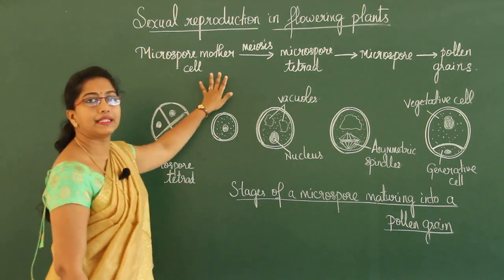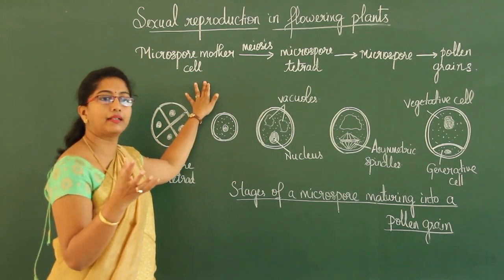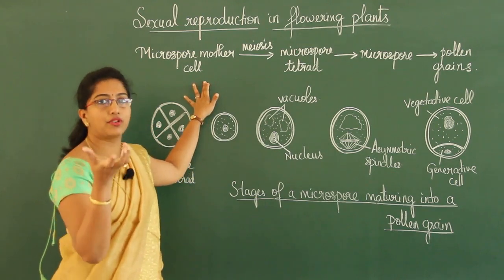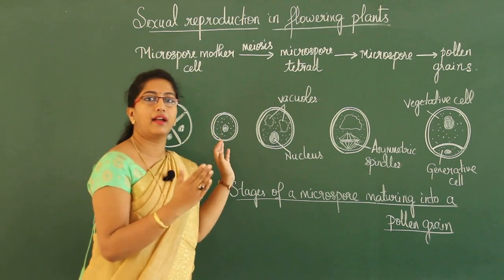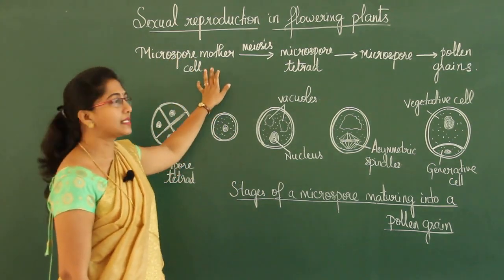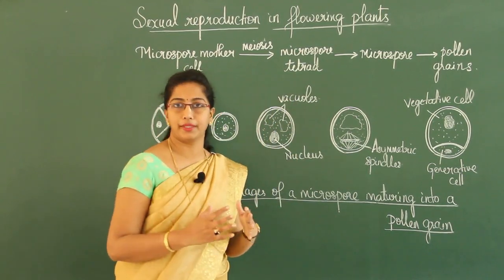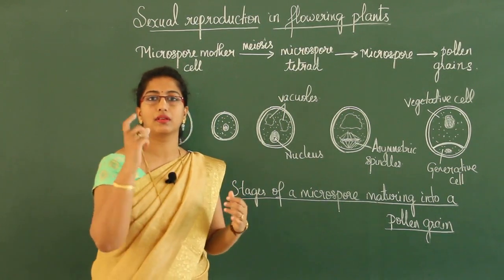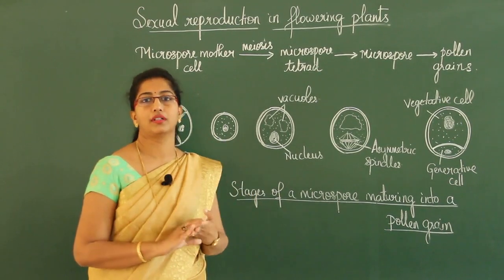Now, the microspore mother cell, I told you, can also be called the pollen mother cell. That is nothing but the tissue we find inside the microsporangium, which we call sporogenous tissue. Every cell is capable of dividing and producing the pollen grains. So this microspore mother cell undergoes meiosis, and you know that the product of meiosis is 4 cells. One parent cell undergoes meiosis and produces 4 daughter cells.